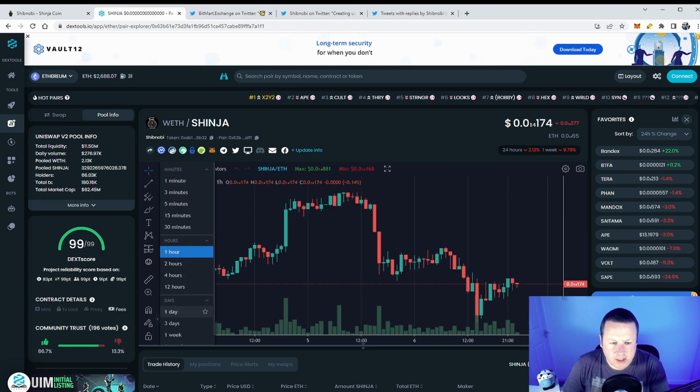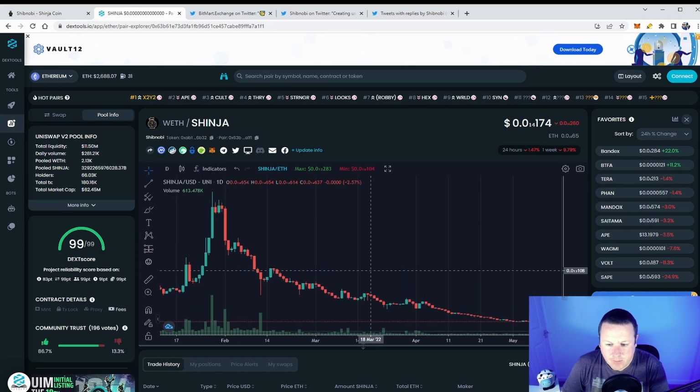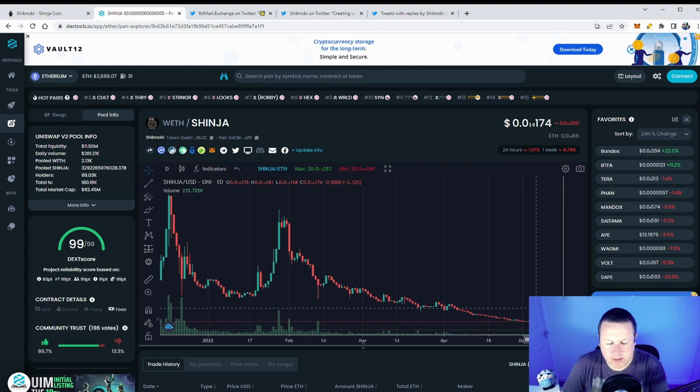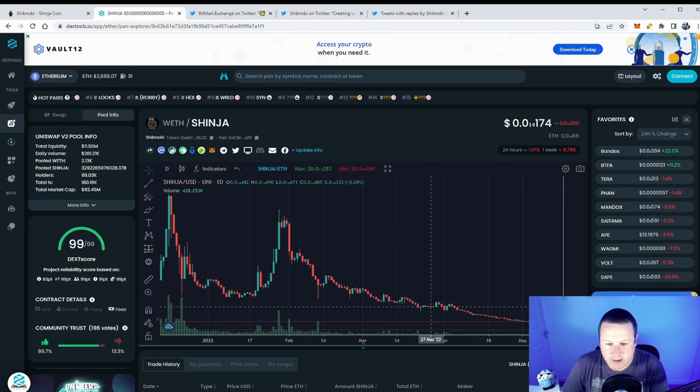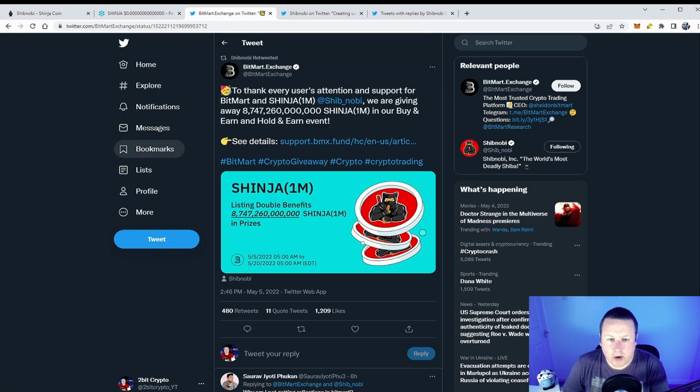If we look on the 1-day chart, which is probably a little bit easier, we can just see this continuous decline, and it does feel like whenever there's a little bit of good news, it is hit with something else. So what have we got coming for Shibnobi?